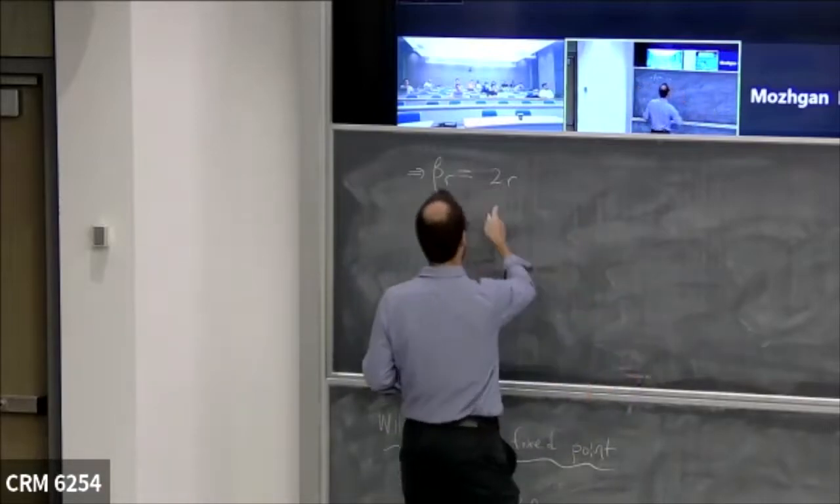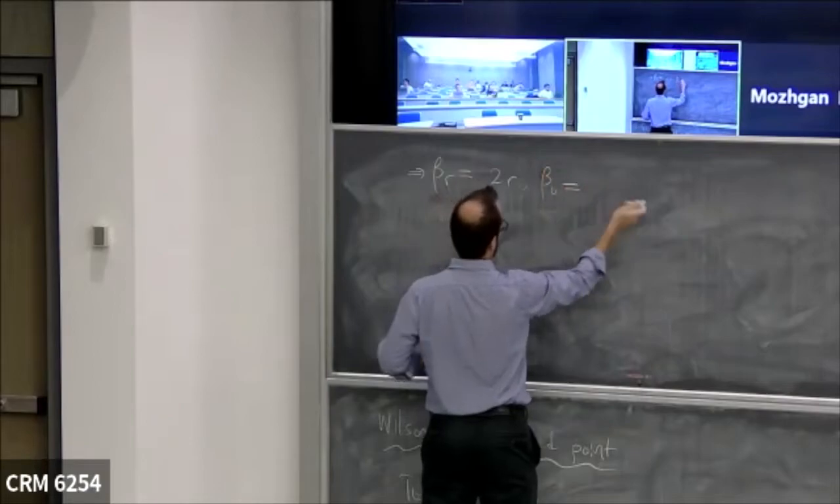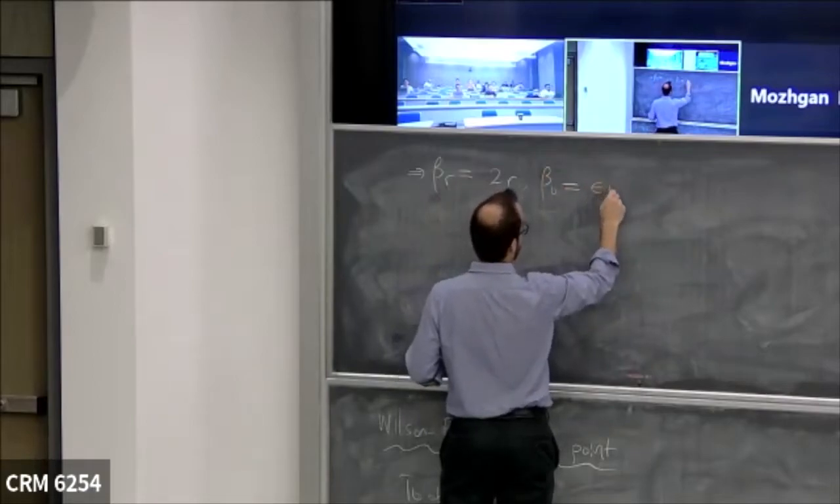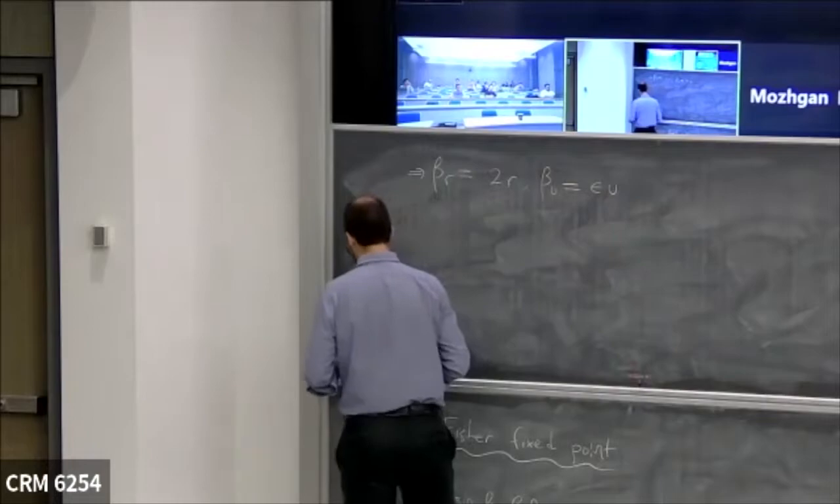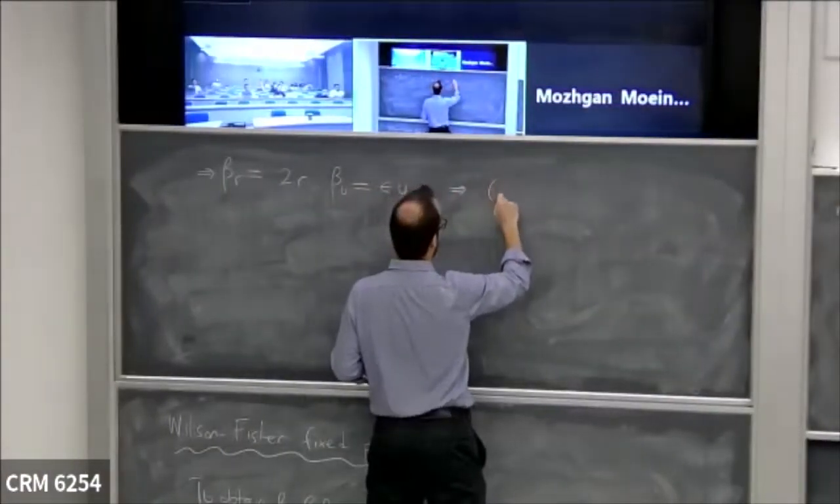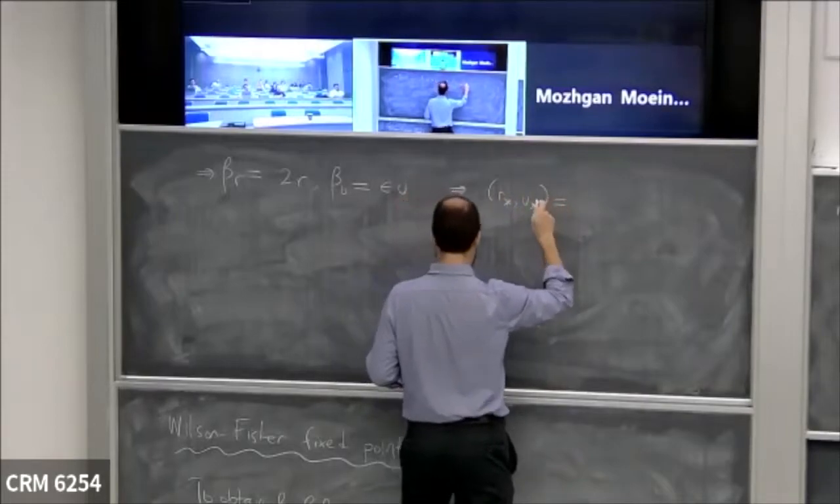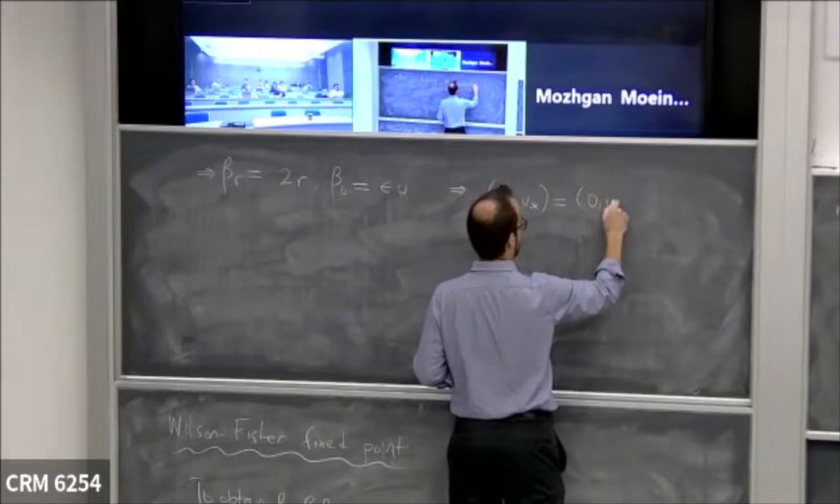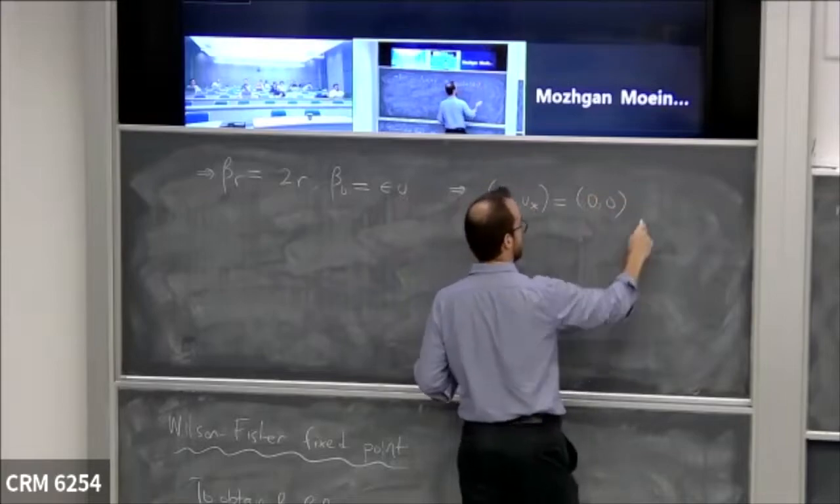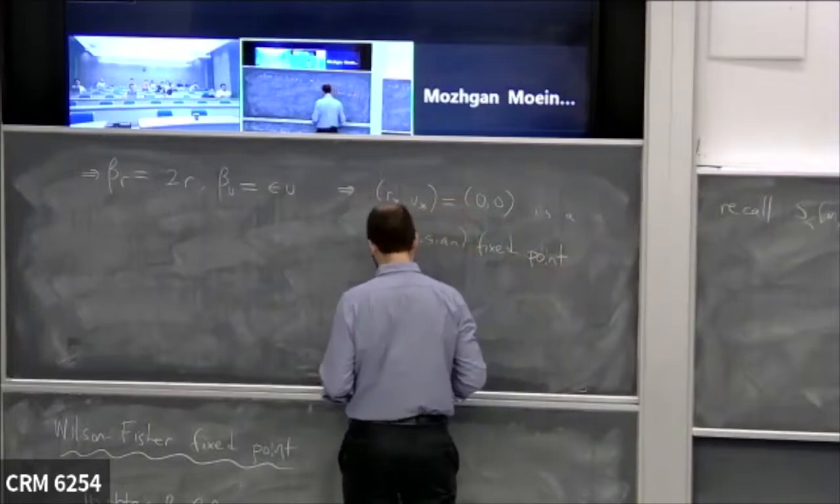Eta 2 are 0, so we still have the 2. And for the beta function for the quartic coupling, again, all the etas are 0. We just get epsilon u. So if we look for a fixed point, there's only one fixed point, which is both couplings 0. This is what we call a Gaussian fixed point. It's a free massless scalar field.